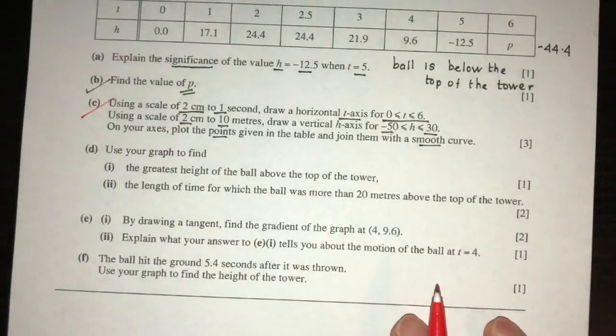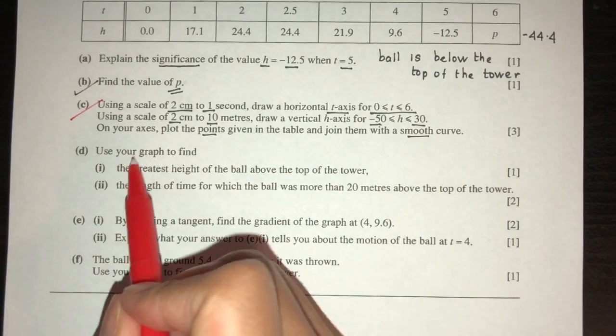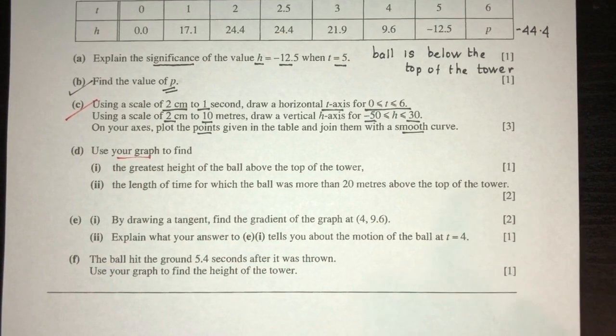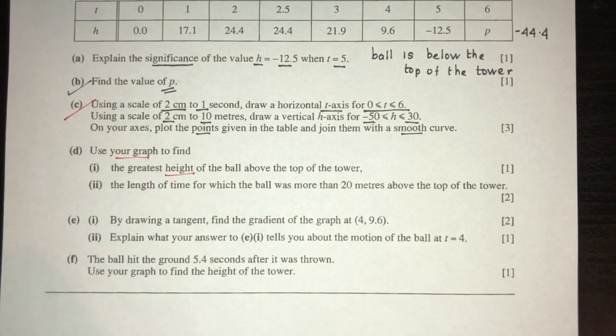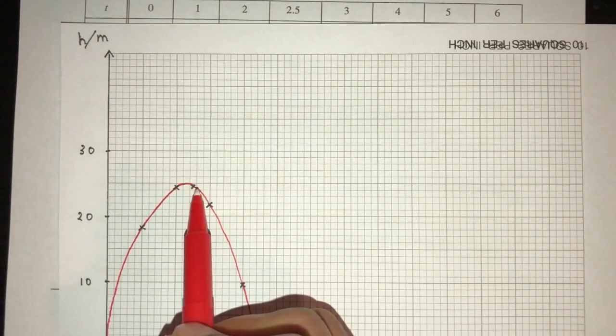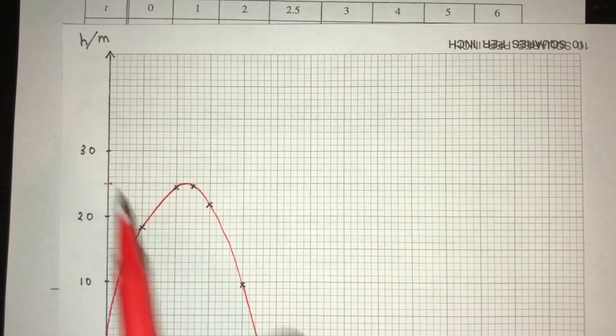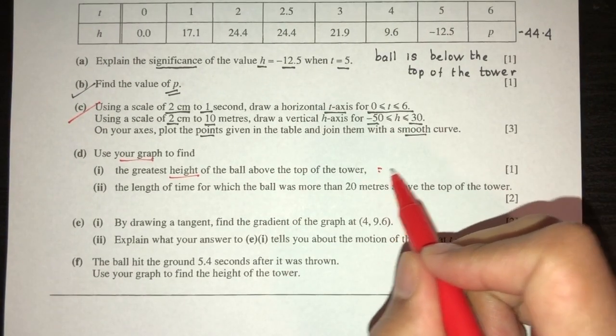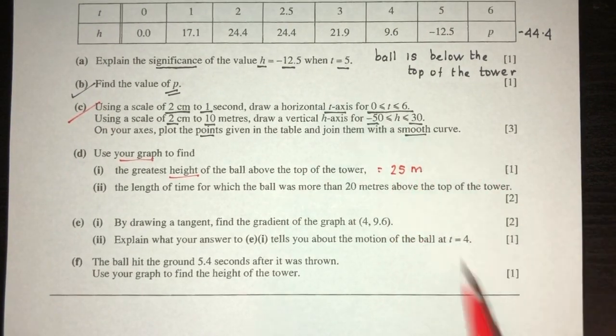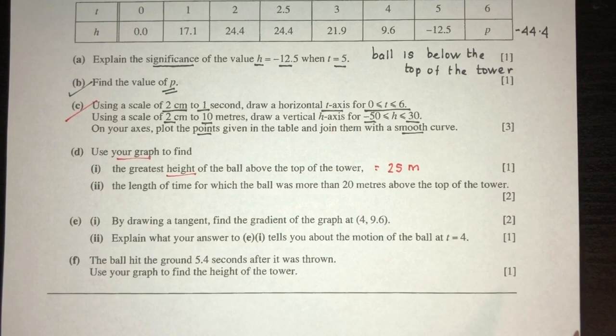Now for part D, use your graph. Find the greatest height the ball has reached. So according to my graph, your graph may be different, from what I can see, the biggest height that I have is 25. So that is 25 meters according to my graph.